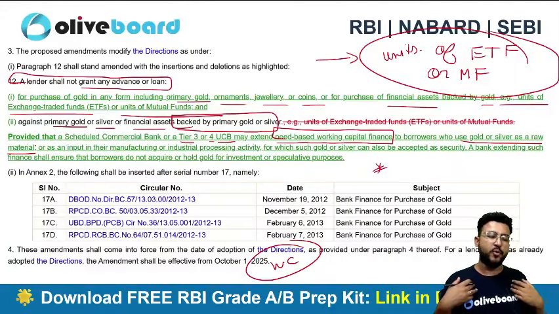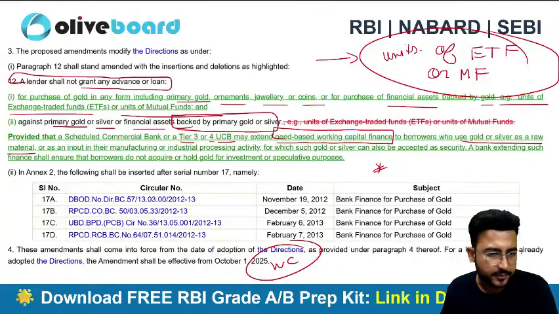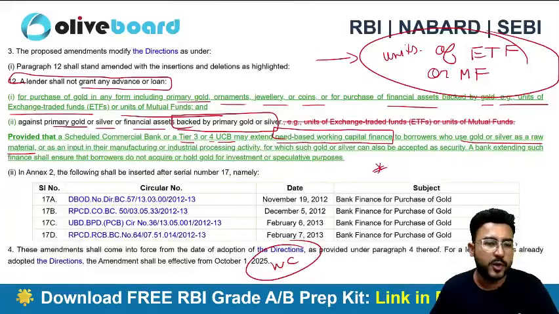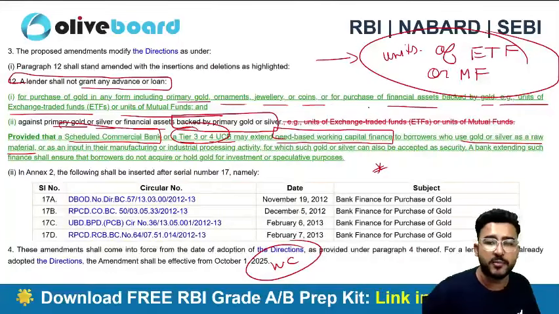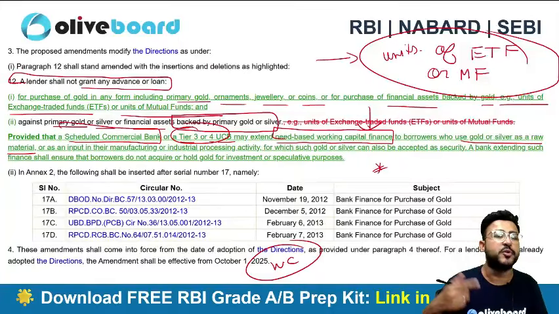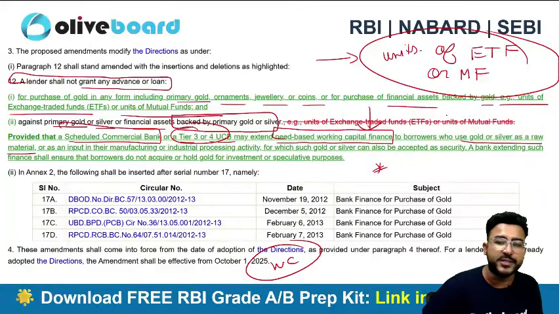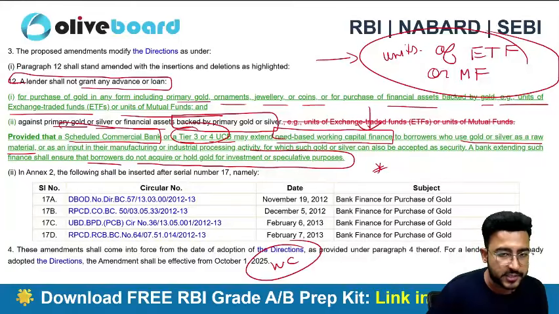Let's suppose I am a gold dealer, right? I have a business of gold and silver, right? So I use gold and silver as my raw material. So I can definitely take loan from scheduled commercial bank or a tier 3, tier 4 UCB, but it should be based on my working capital needs, right? It should be based on my working capital needs, but at the same time, the bank needs to ensure that I am not using this particular gold for investment or speculative purpose.